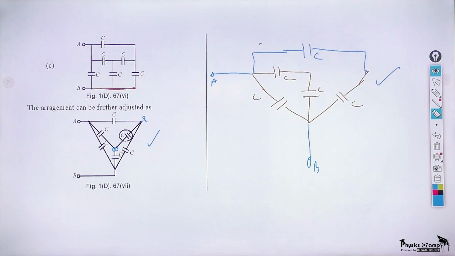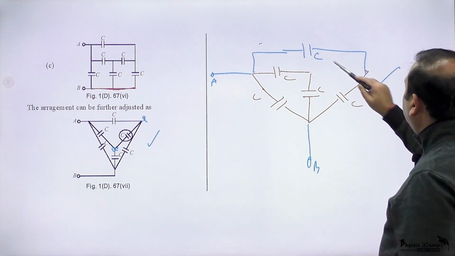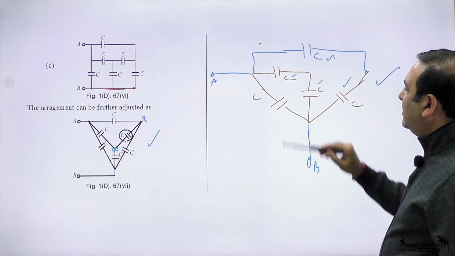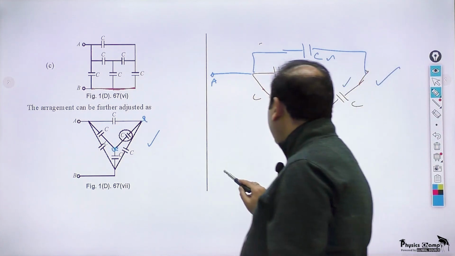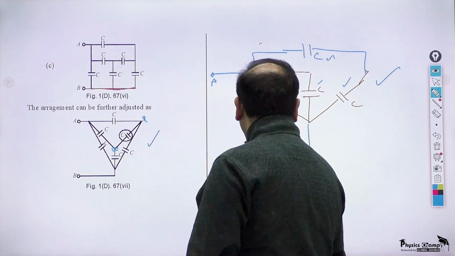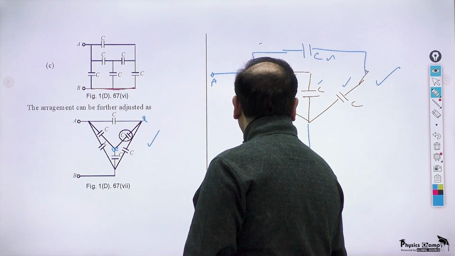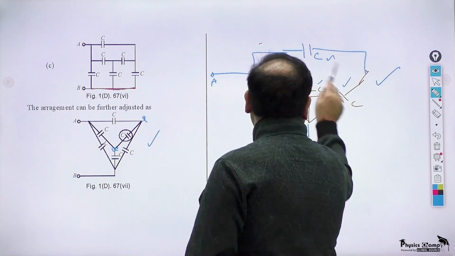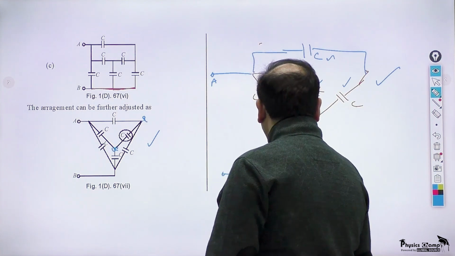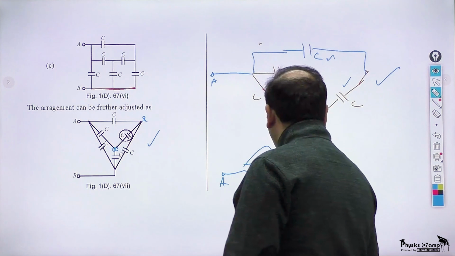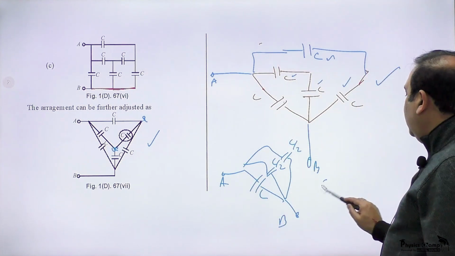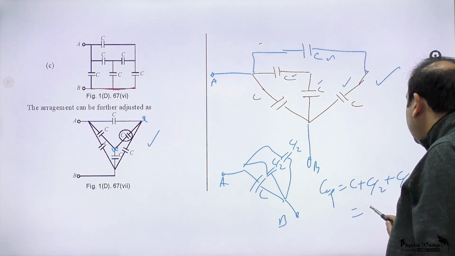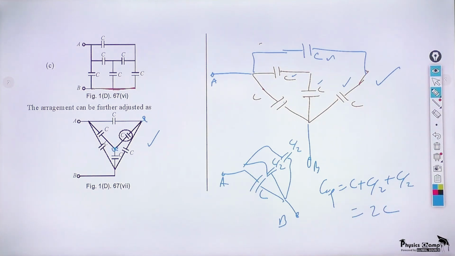What we can see is that C and C are in series. This is C by 2 and this is C. So between A and B, we have on one side C, on one side C by 2, and here it is again C by 2. And all three are in parallel, so C equivalent will be C plus C by 2 plus C by 2, and thus it is 2C. So this is case C here.